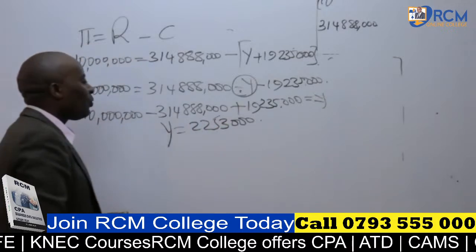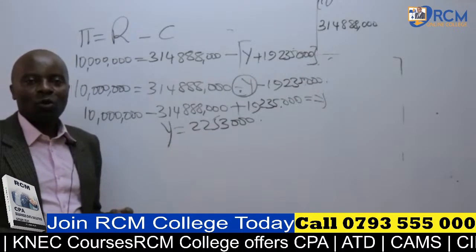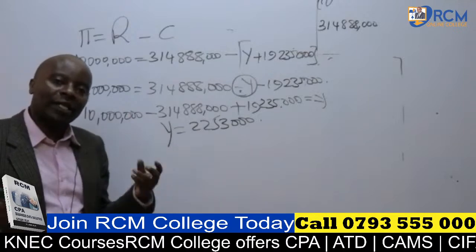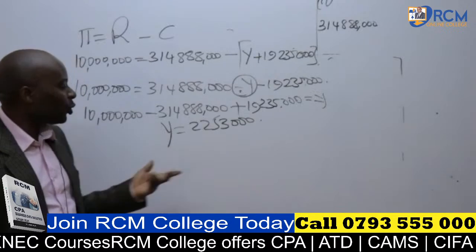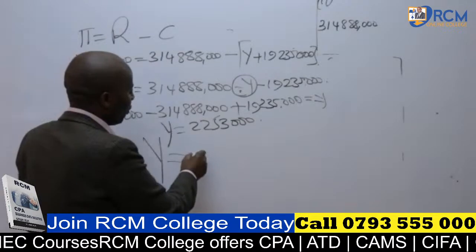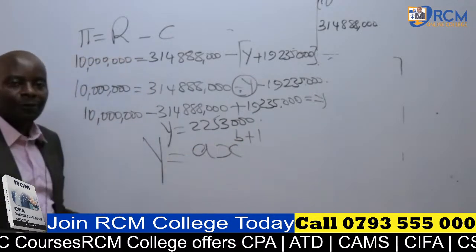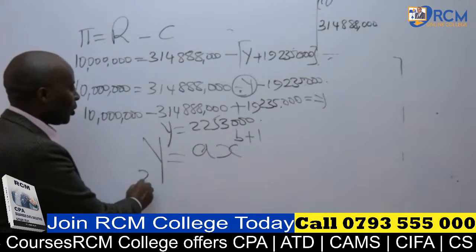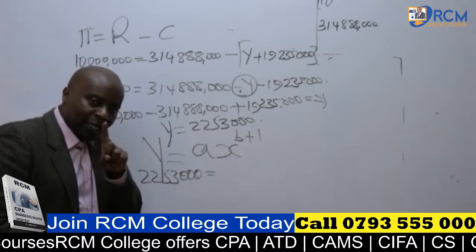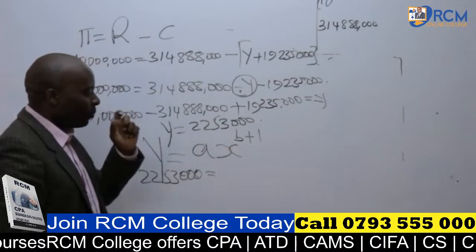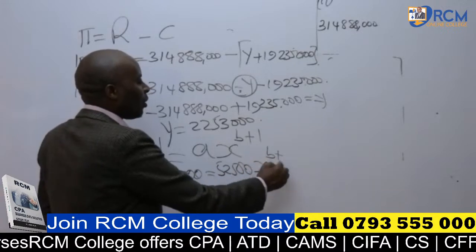Now, ladies and gentlemen, after you've gotten this y, don't let it stop there. We are not yet there. Once we reach here, remember the examiner wants b. This is just your labor cost. And unfortunately, we know that our labor cost can be approximated using this formula, y equals a x raised to power b plus 1. Don't forget this formula of ours. So the labor cost that we have here is 22,53,000 equals a. Don't forget our a, the cost for producing the first unit, which was 52,500, x raised to power b plus 1.